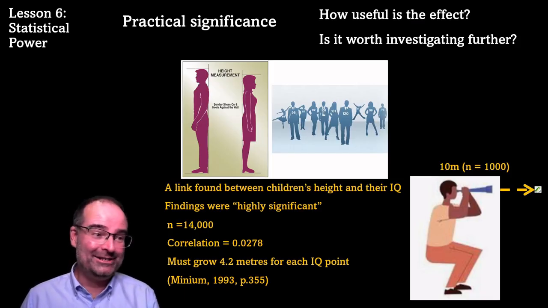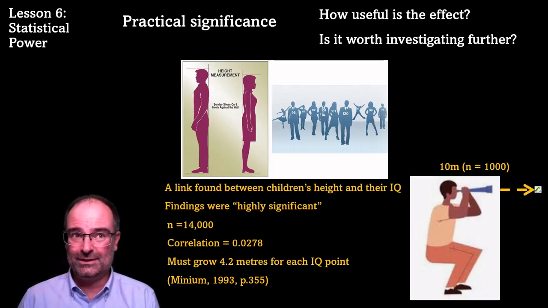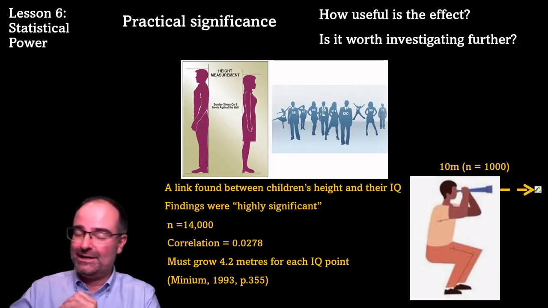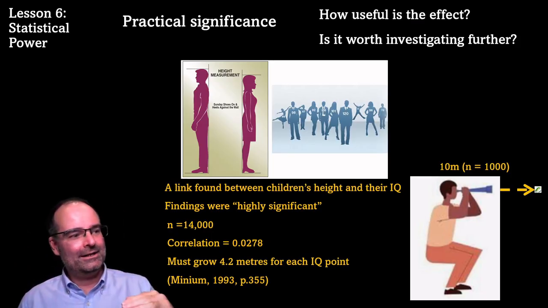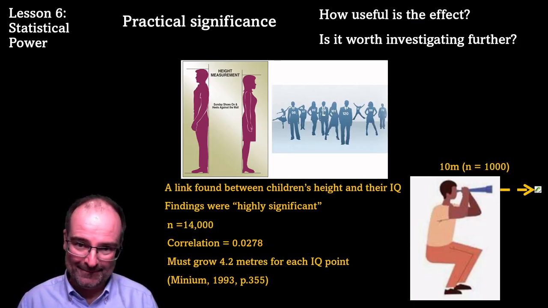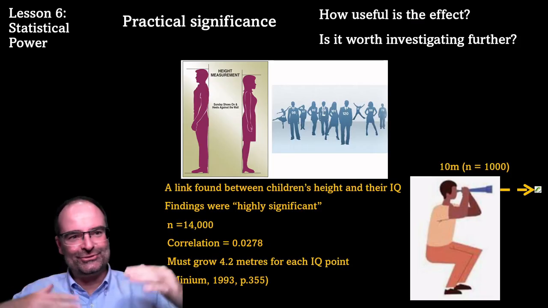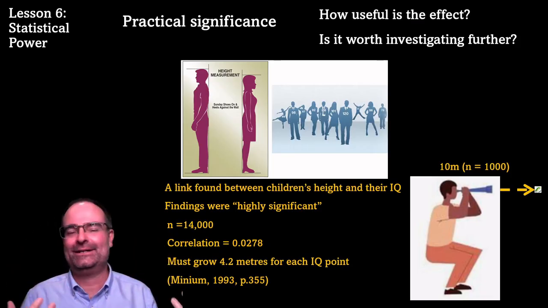What was the effect size? Well, the correlation between height and IQ was 0.02, which means you would not even be able to see that correlation on a scatter plot. And in practical terms it means for each additional IQ point of intelligence, you'd have to grow 4.2 meters. So the actual strength of the effect is, oh my God, it's a small effect. It's hard to imagine an effect.